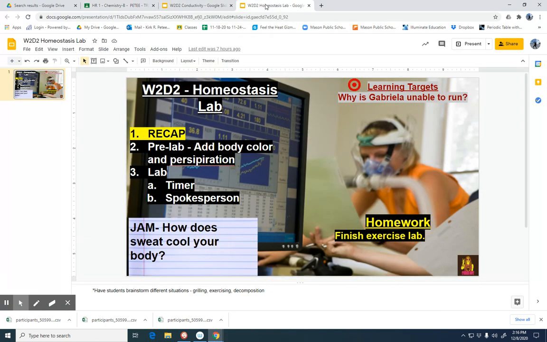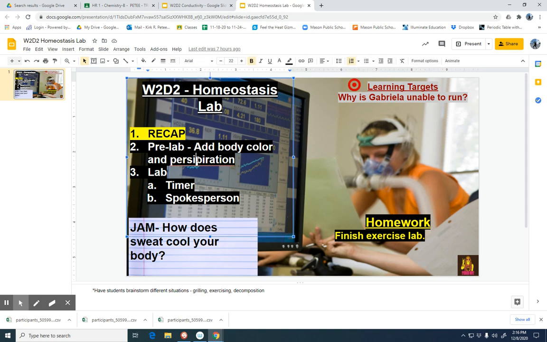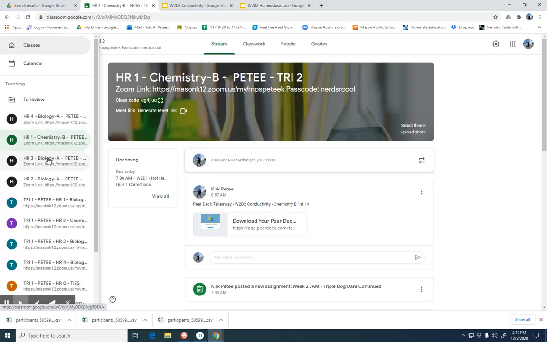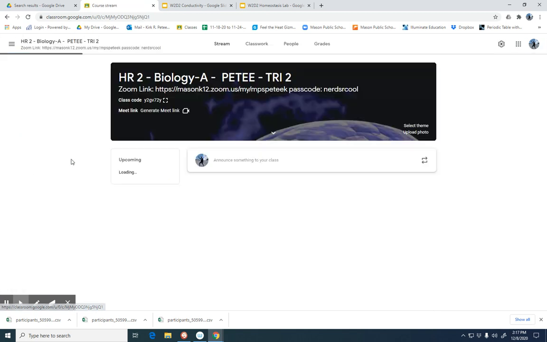In biology A, we actually did our lab. And with the lab, we had some outstanding participants, people that were willing to actually get out there and exercise. Most people did jumping jacks. I did some jump rope in second hour, and we were able to complete our lab in terms of collecting our data.